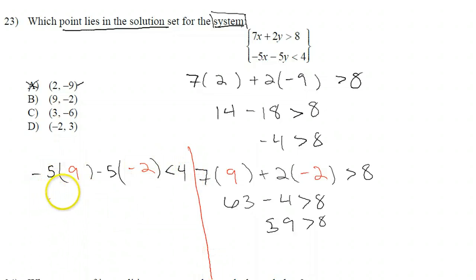And I get negative 45. Minus 5 times negative 2 is plus 10. And I get different signs, so they subtract. And I get a negative is less than a positive, which is true also. Since it works for both, it must be a solution to the system, which means this is in the solution set. So B is the answer.